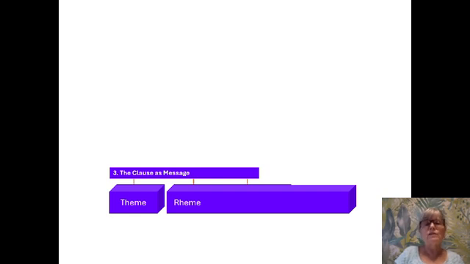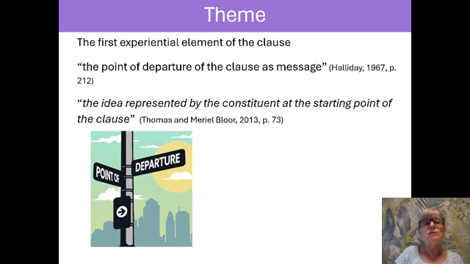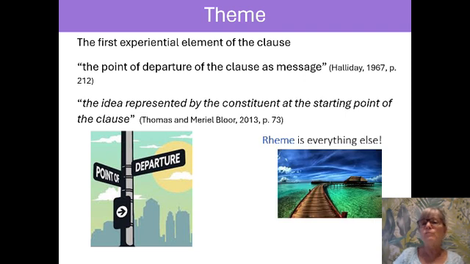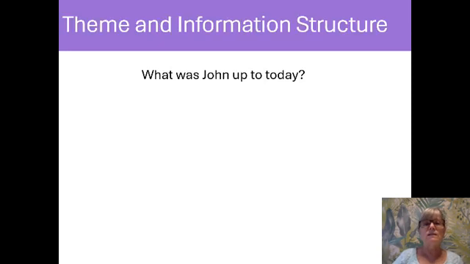And we have these two parts, theme and rheme. So theme is the first experiential element of the clause. It's the point of departure of the clause's message, or as Bloor and Bloor say, the idea represented by the constituent at the starting point of the clause. And rheme is simply everything else.